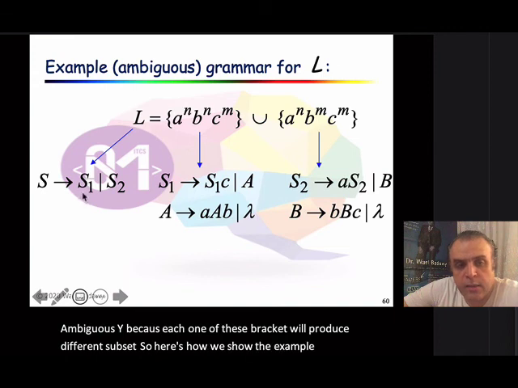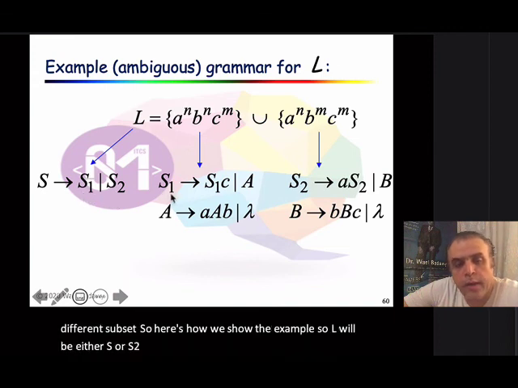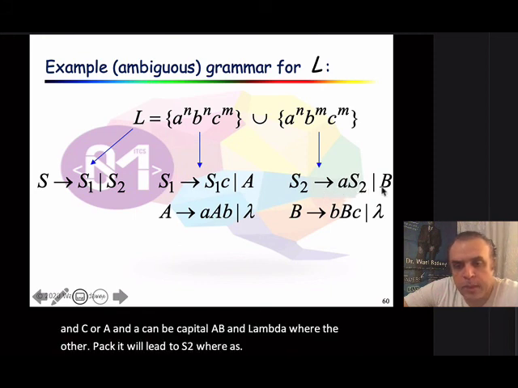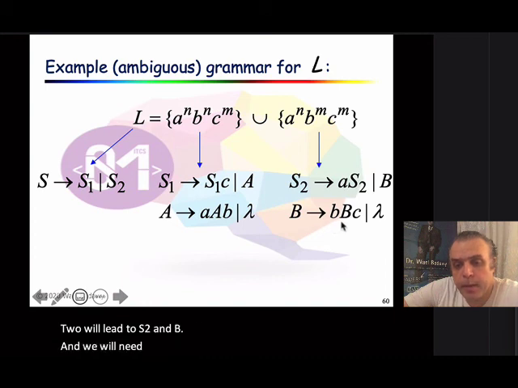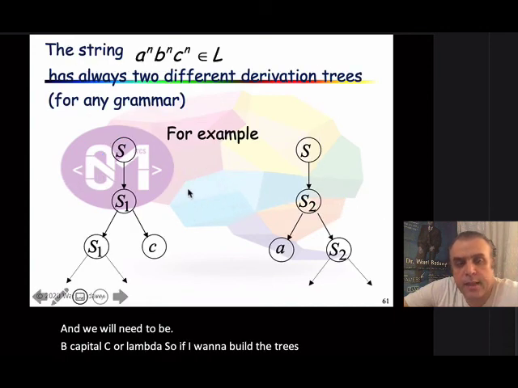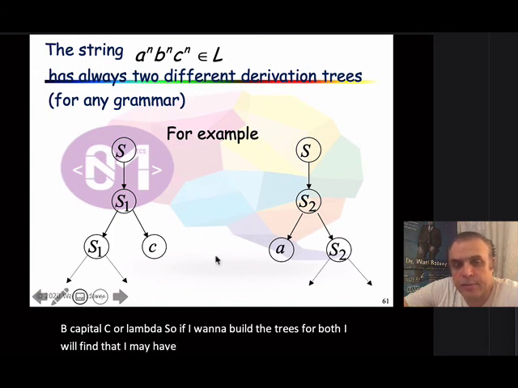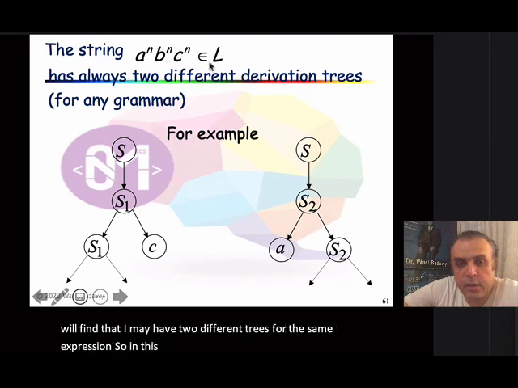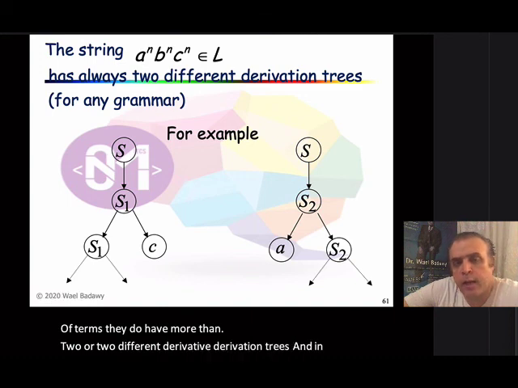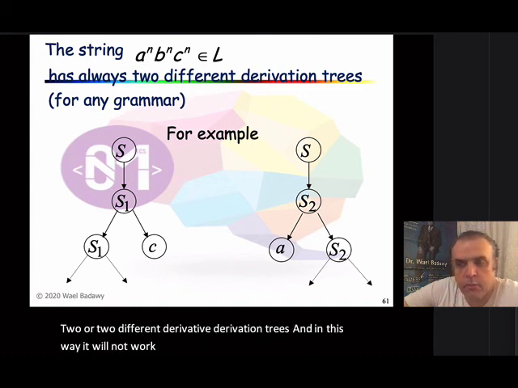So L will be either S1 or S2, where S1 can be defined as S1 and C or A, and A can be a, capital A, b, and lambda, where the other bracket will lead to S2, where S2 will lead to A, S2, and B, and B will lead to b, capital C, or lambda. So if I want to build the trees for both, I will find that I may have two different trees for the same expression. So in this particular case, this string has more than two different derivation trees, and in this way it will not work as a non-ambiguous grammar.